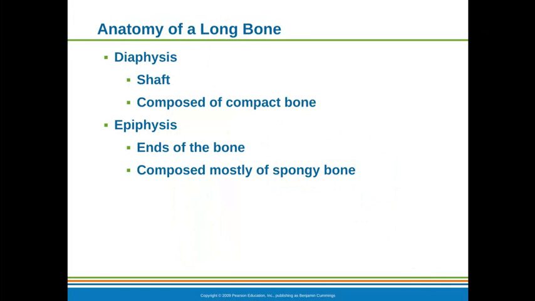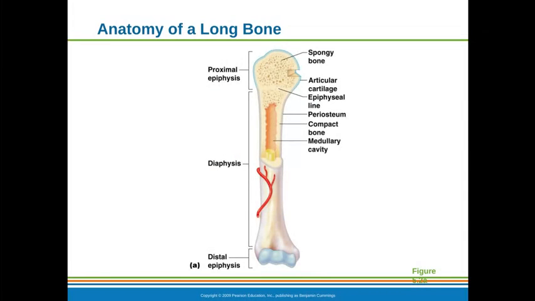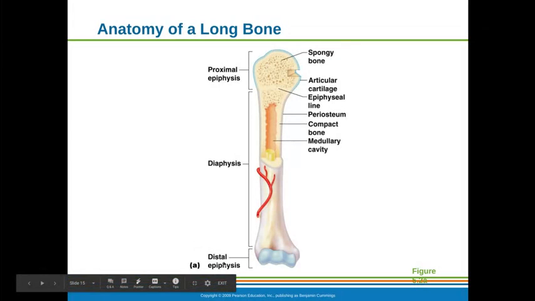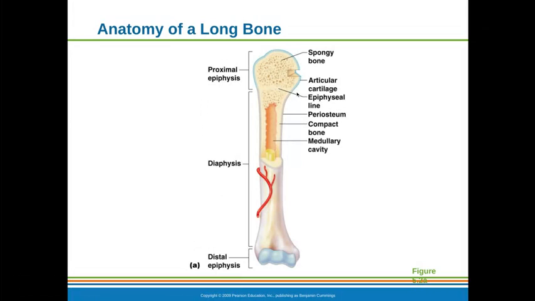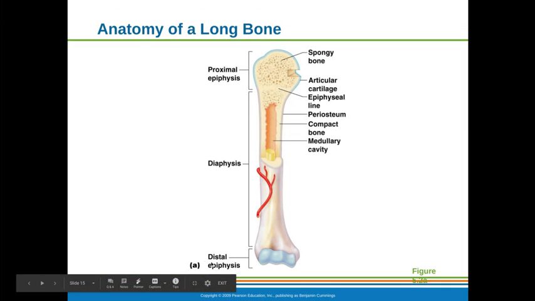Now, let's talk about long bones in particular. We have two distinct parts that we've already talked about, the shaft and then the heads on either end. The shaft is referred to as the diaphysis, and it's composed of compact bone. The epiphysis, or epiphyses, are the ends of the bone, composed mostly of spongy bone. What I do want to point out is what we see right here, the proximal and distal epiphysis. The epiphyses are different. They have different anatomy based upon whether they are proximal or distal. This is because they have different physiologies. They can move in different ways.